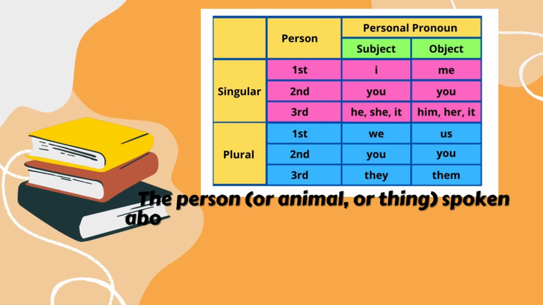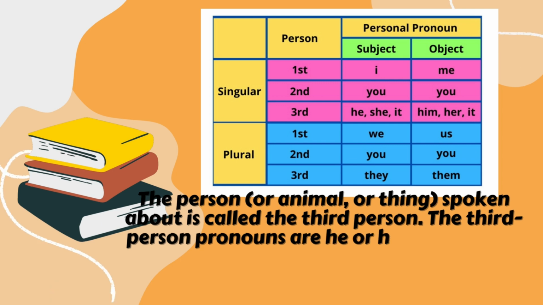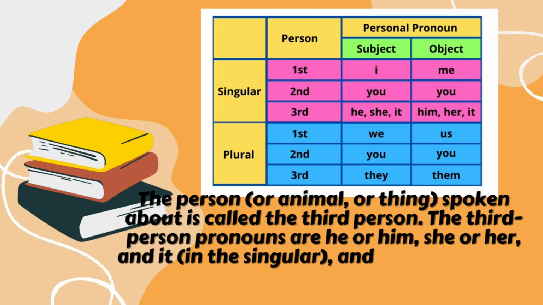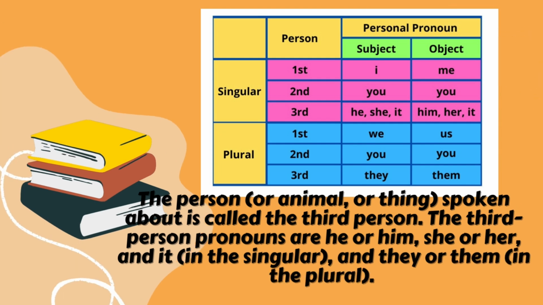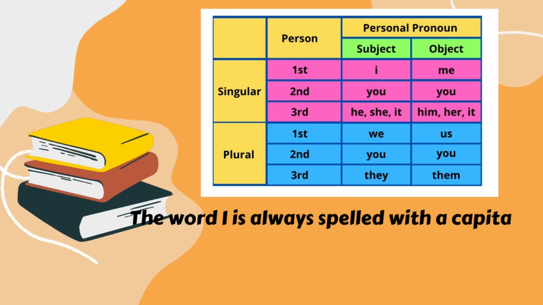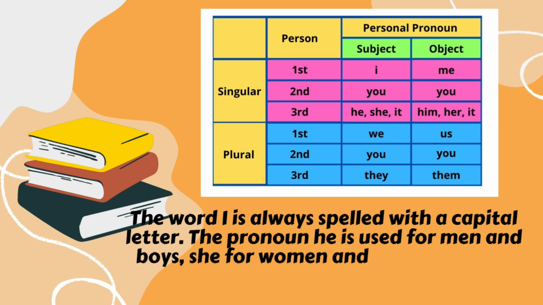The person or animal or thing spoken about is called the third person. The third person pronouns are he or him, she or her, and it in the singular, and they or them in the plural. The word I is always spelled with the capital letter. The pronoun he is used for men and boys, she for women and girls, and it for things and animals.